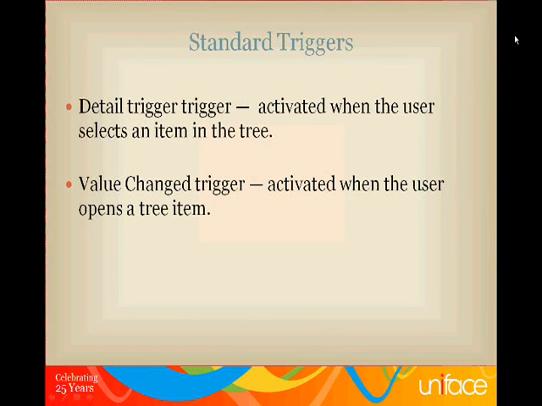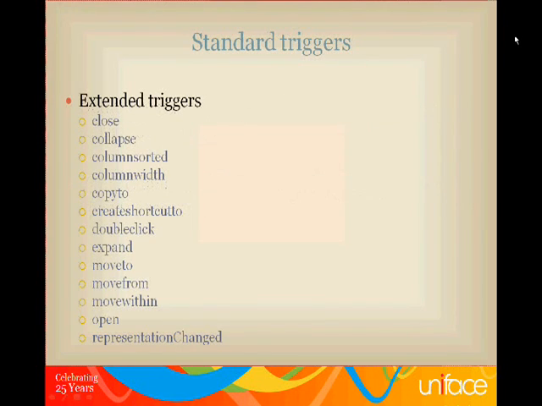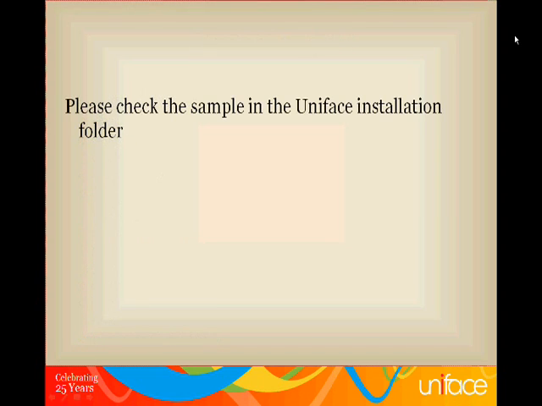The standard triggers that are used for the tree widget are the detail trigger and the value change trigger. The detail trigger is launched when the user selects the item of a tree, and the value change trigger is activated when the user opens up a tree. To implement a link between a special event for the tree widget and certain behavior, you use the extended triggers trigger. All standard functionality for the tree widget can be coded into these triggers.